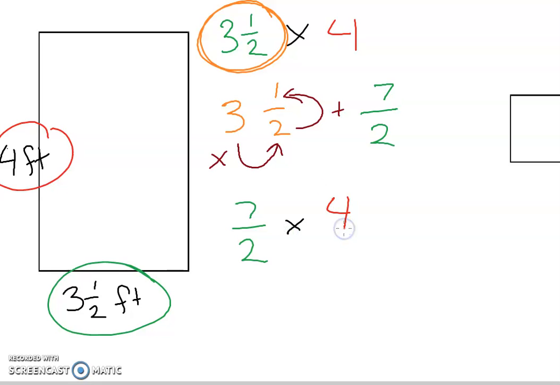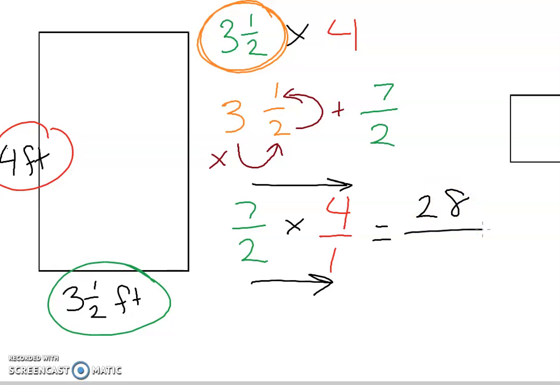Now again, when you're multiplying a fraction times a whole number, you want to change that whole number into a fraction as well. Makes it much, much easier, because with fraction multiplication, you are going to simply multiply straight across, both on the top and on the bottom. So in this case, 7 times 4 is going to be 28. Your bottom number is going to be 2 times 1, which is 2. So it's 28 over 2.